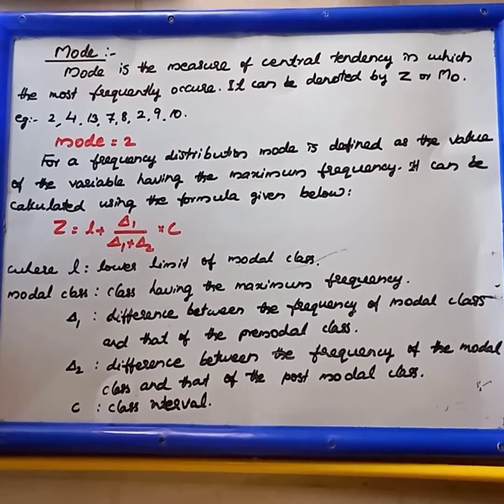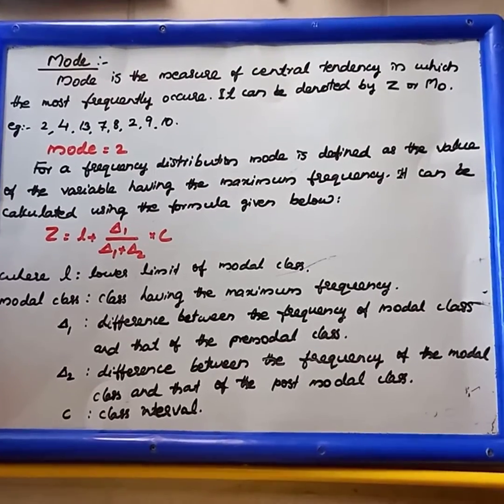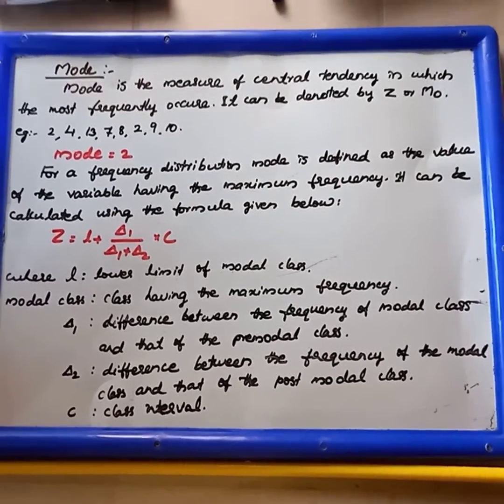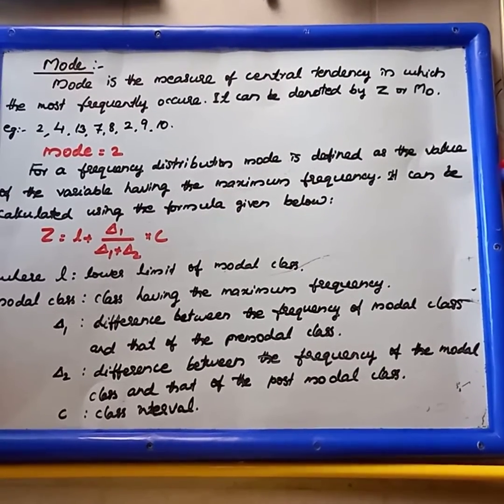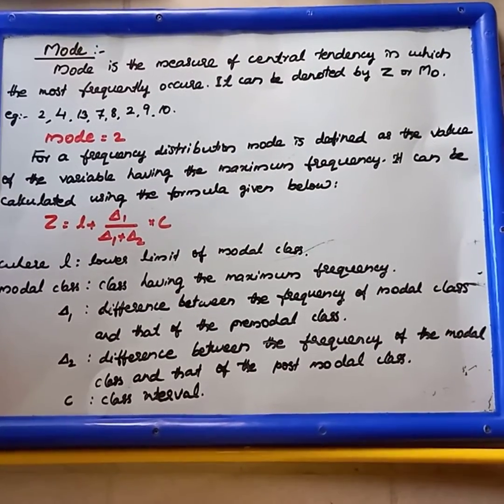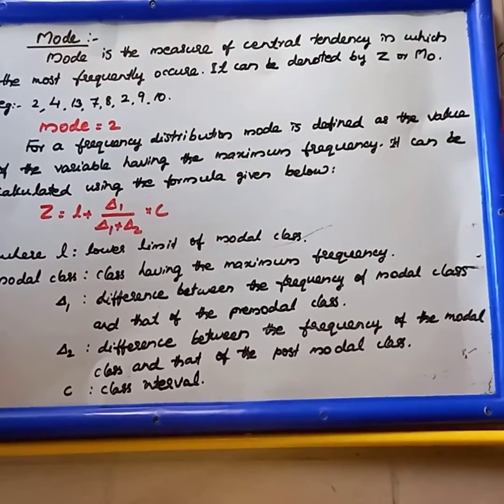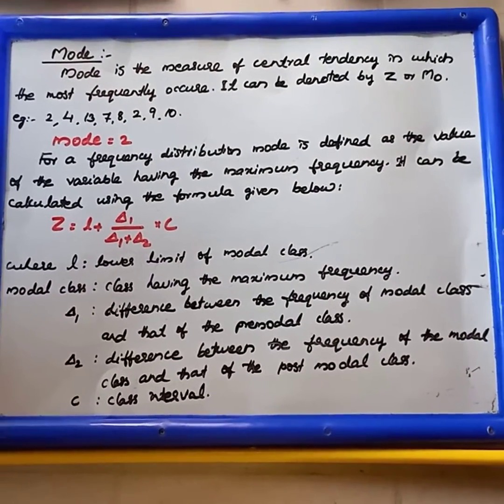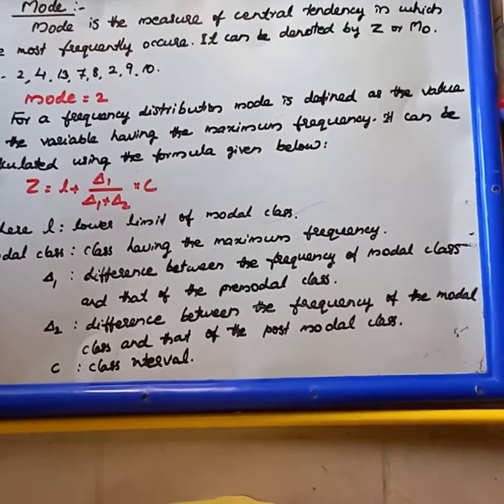For a frequency distribution, mode is defined as the value of the variable having the maximum frequency. It can be calculated using the formula given below. Capital Z is equal to L plus delta 1 by delta 1 plus delta 2 into C, where L is the lower limit of the modal class. Modal class is the class having the maximum frequency.